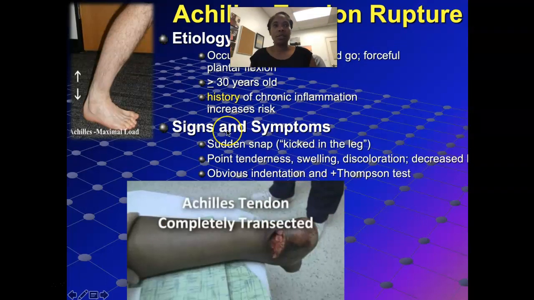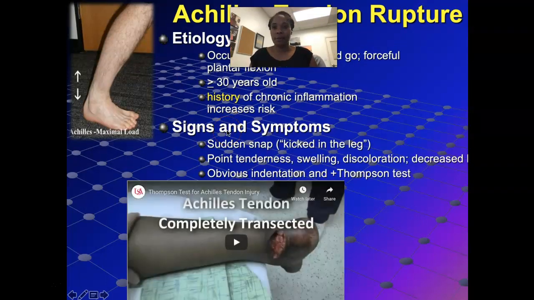All right, let's go ahead and look at Achilles tendon ruptures. And so this is kind of graphic. So if you don't like graphic images, please turn away at this point in the lecture. So we have an Achilles tendon rupture. What I will say is we've talked about Achilles tendinopathies in our foot PowerPoint, right?